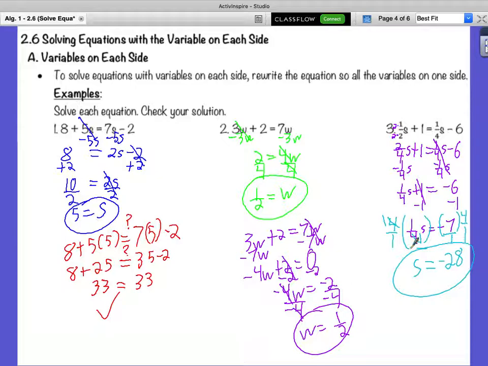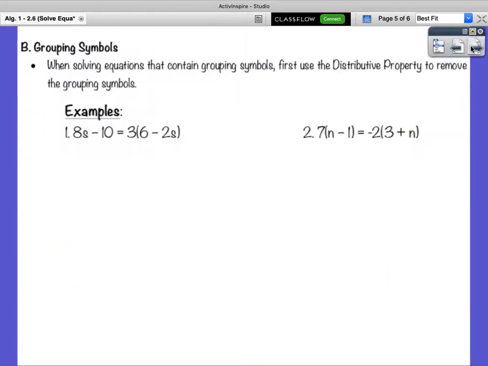Okay. Questions on number 3? Was that really any different? No, just fractions, which you know how to deal with though, okay? Grouping symbols, it's on the bottom of your page still. When solving equations that contain grouping symbols, first use the distributive property to remove grouping symbols, okay? We've done that before. So let's flip the page and work on this one, okay?